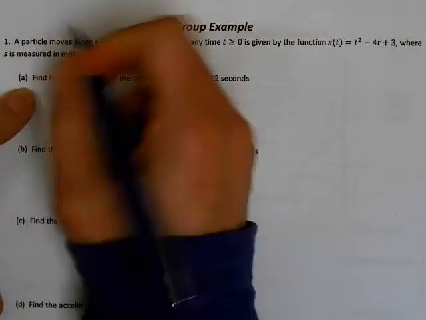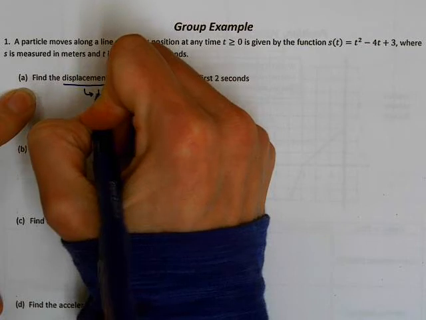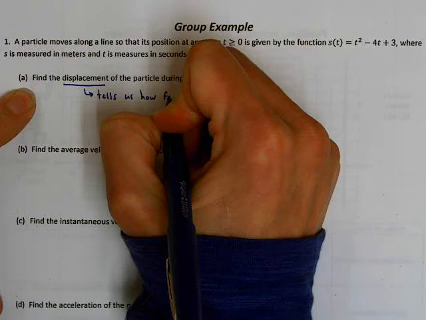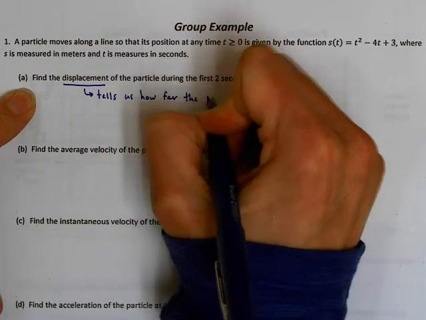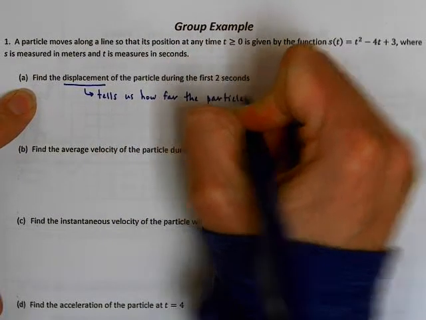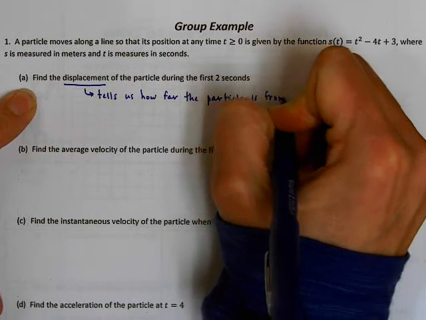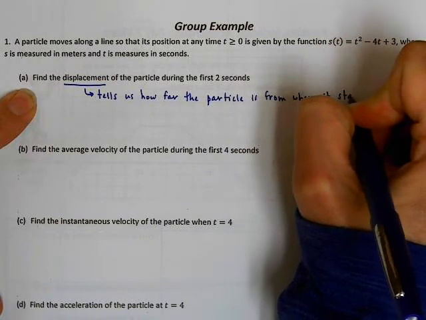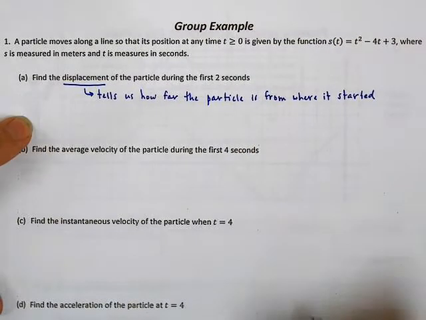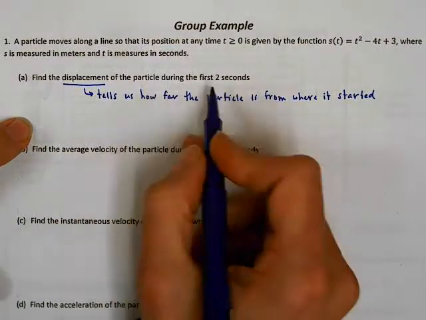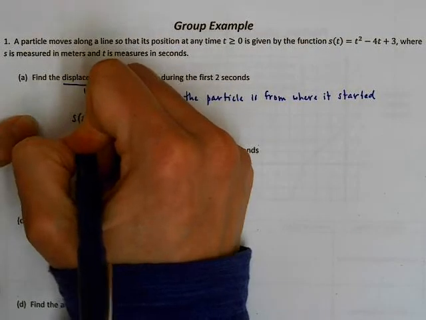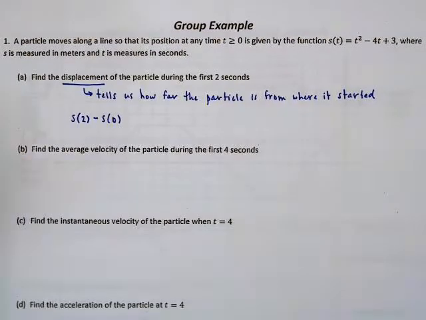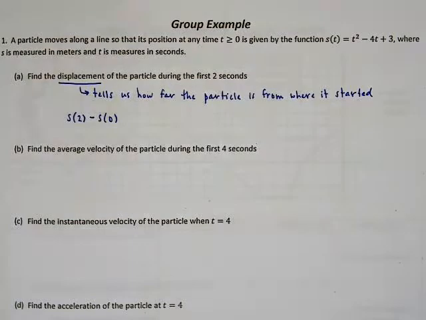Now remember, displacement tells us how far the particle is from where it started. So in this case, I want to know during the first 2 seconds, so its position at the end was s of 2, and then I'm going to subtract off its initial position s of 0. And that'll tell me how far it is from where it started.